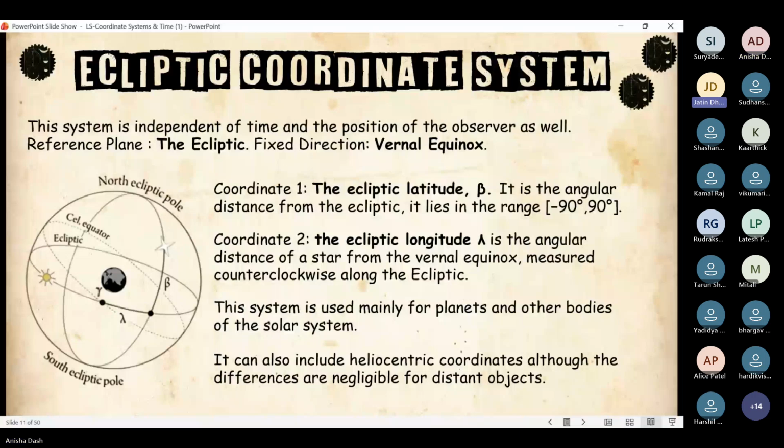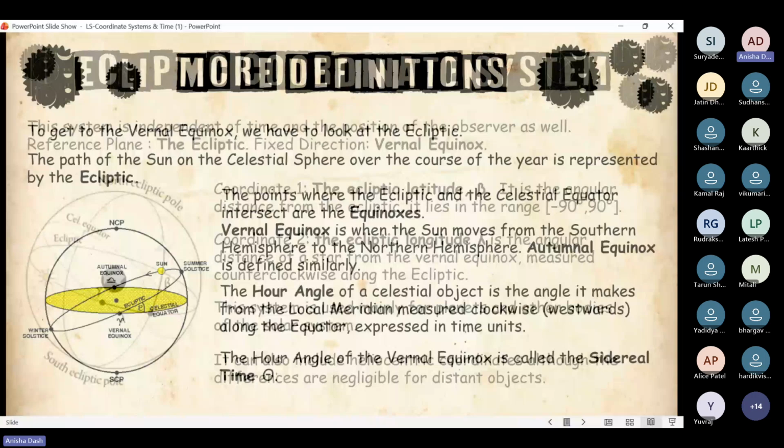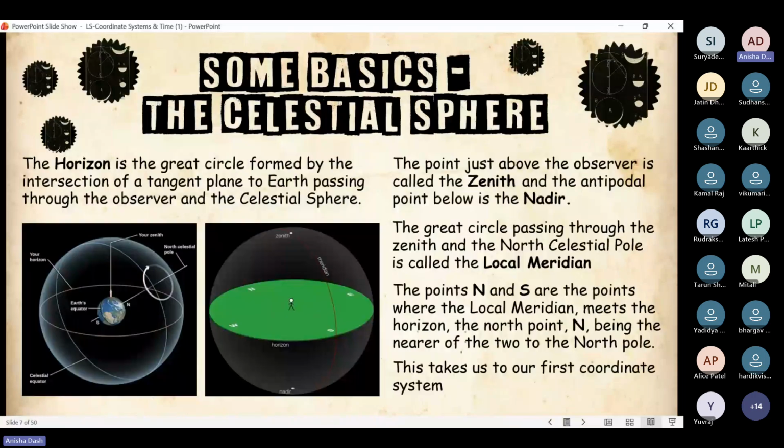Yuvraj has a question. Yuvraj, you have a question? Yes. Can you explain the local meridian once again, please? Okay. Basically, the local meridian is a circle on the celestial sphere which passes through the zenith and the north celestial pole. And this intersects the horizon perpendicularly, right? Any other doubts?